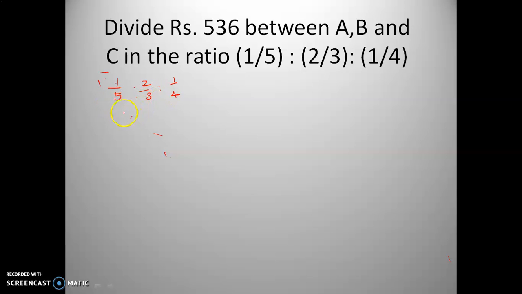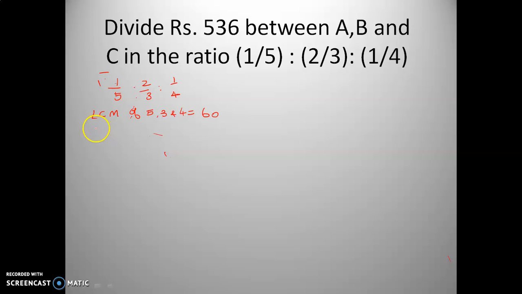If these three are whole numbers, you will find the total parts, write it in fraction and multiply by 536. But here, each and every part is a fraction. So, first I will simplify it. How will we simplify? Yes, we have to find the LCM of 5, 3 and 4. What is the LCM of 5, 3 and 4? Yes, it is 60. They don't have any common factors. 5 3s are 15, 15 4s are 60.